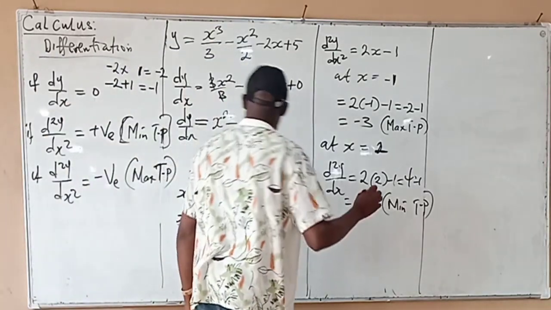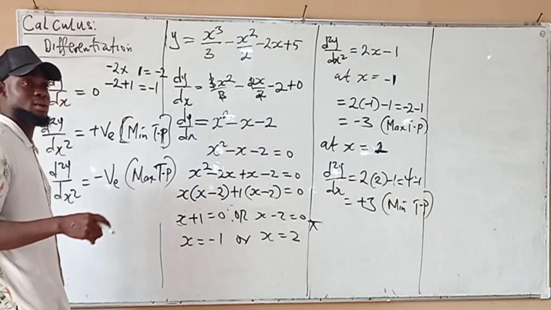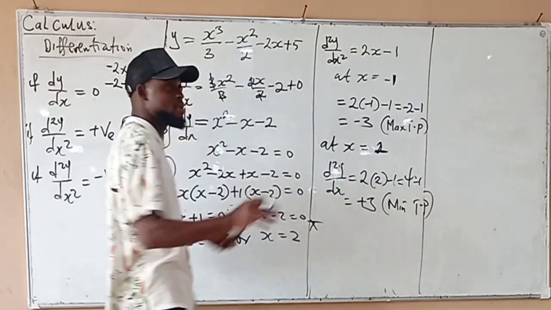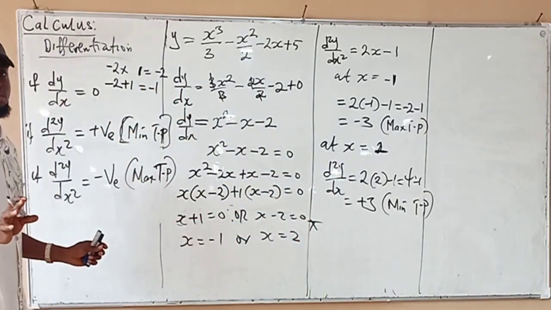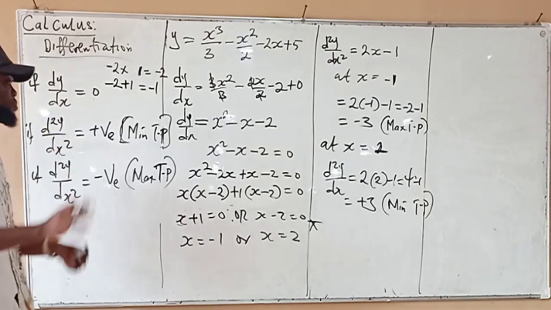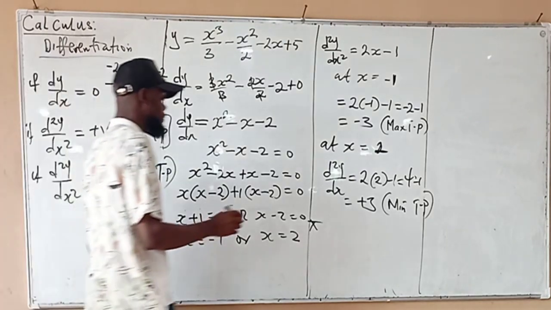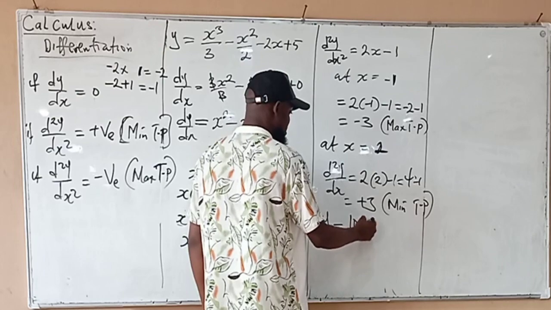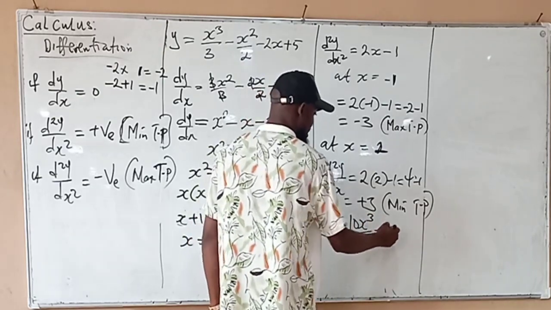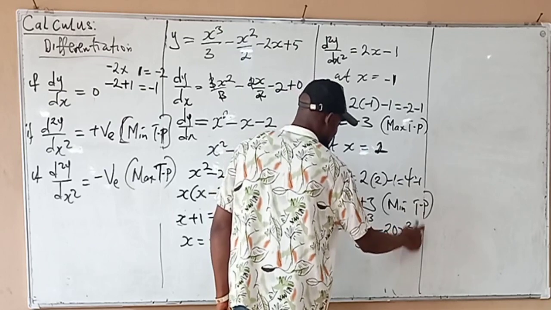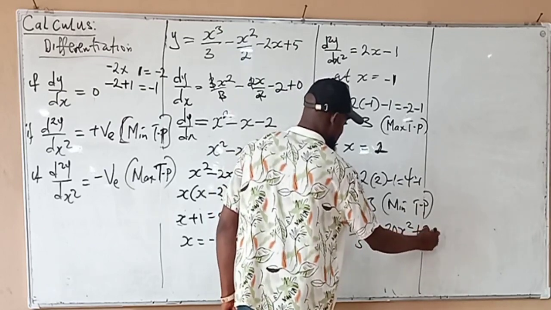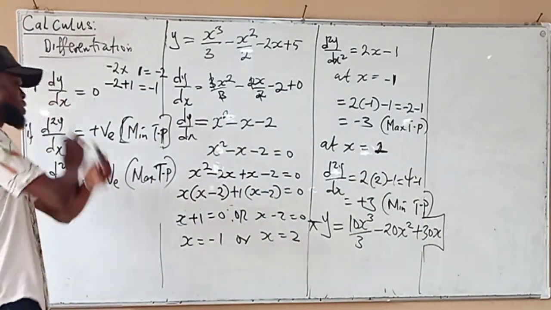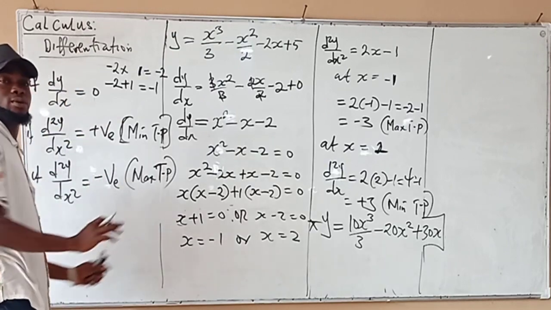Now, another example. Obtain the maximum and minimum turning points. I can also ask you to obtain the minimum only. Obtain the minimum turning point of the function y equals 10x cubed over 3 minus 20x squared plus 30x. You just need to do this and give us the minimum turning point.